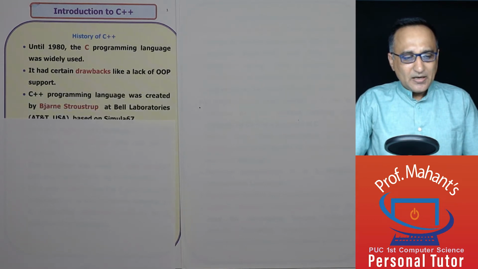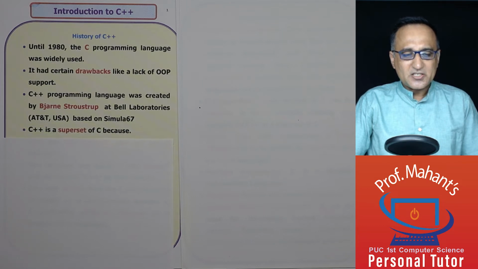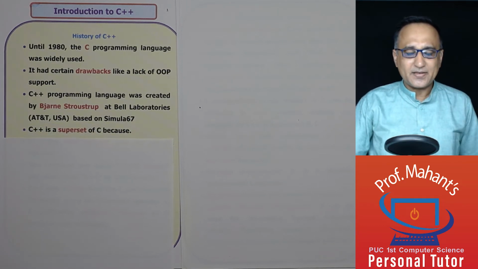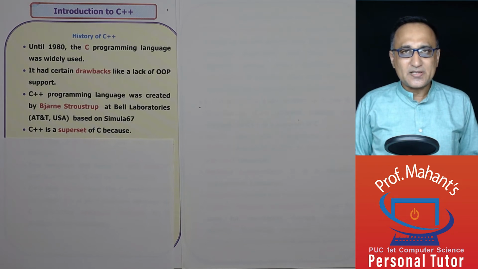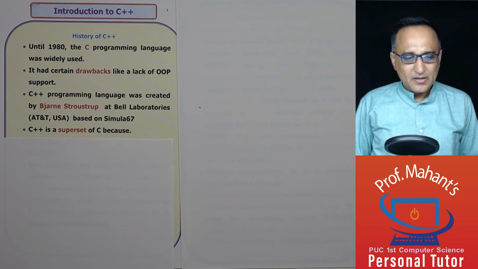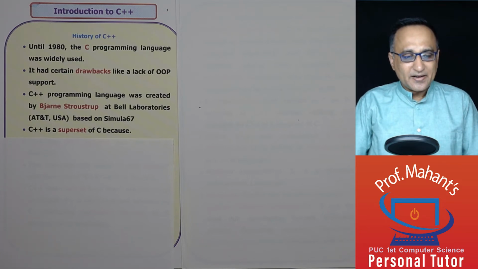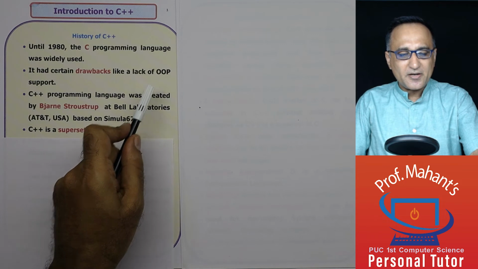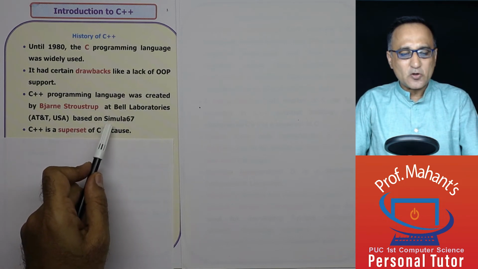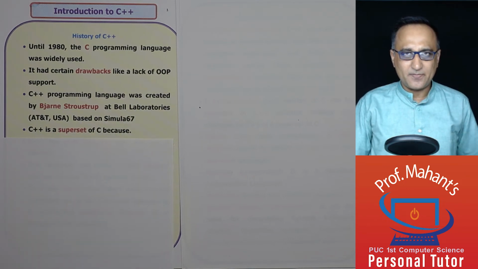So, a gentleman by the name Bjarne Stroustrup, the B is silent, developed the C++ programming language when he was working in AT&T Bell Laboratories, which is a huge company based out of America. C++ derived its object-oriented features from a language called Simula 67.